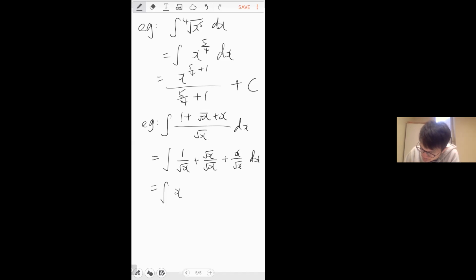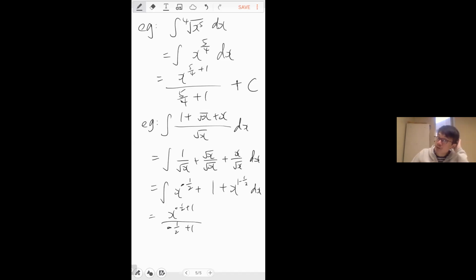Okay, so this is x to the negative 1/2. The second term, root x divided by root x, is just 1. And then the last term, x divided by root x, that's x to the 1 minus 1/2. And so the antiderivative of x to the negative 1/2 should be x to the negative 1/2 plus 1 divided by negative 1/2 plus 1.